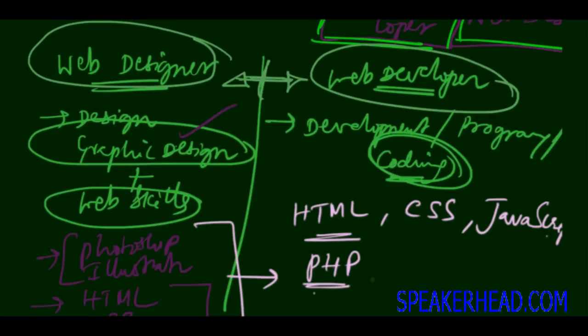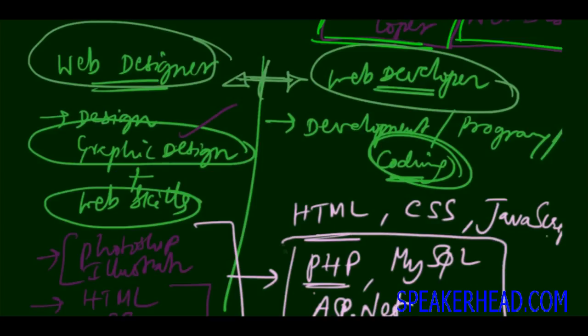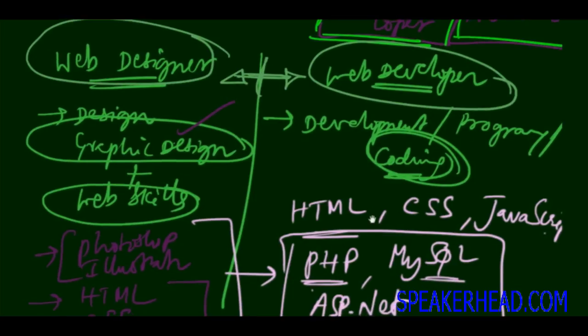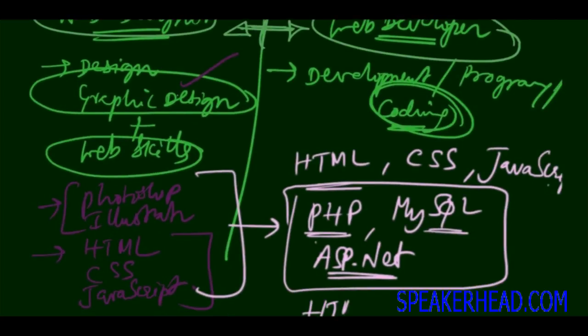The main things are PHP, MySQL, and ASP.NET. These are the core programming skills. Even at the high end, there are many languages like Java, C Sharp, C++ that can be used, but for dynamic websites, PHP and MySQL are the fundamental things, along with ASP.NET. These days even new technologies like HTML5 and CSS3 are coming.